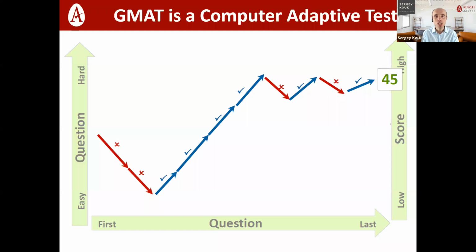So let me ask you a question, just maybe answer in the chat box. When you go for the GMAT, would you like to see a lot of easy questions, a lot of medium questions, or a lot of hard questions? What would you like to see on the test? What do you think?